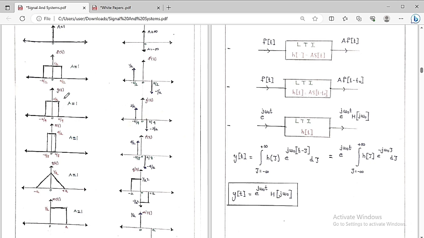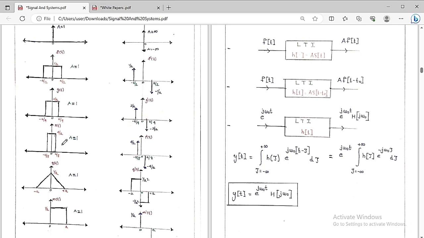Similarly, for g of t, I want to find the differentiation. You can see there is a sudden rise by 2 by a at minus a by 4, so an impulse signal of area 2 by a. Again it's a constant, so the derivative is equal to 0 for a constant. Again at a by 4 there is a sudden decay by 2 by a, and a sudden decay means downward, so a downward impulse of area minus 2 by a.